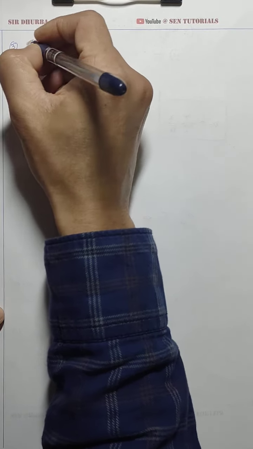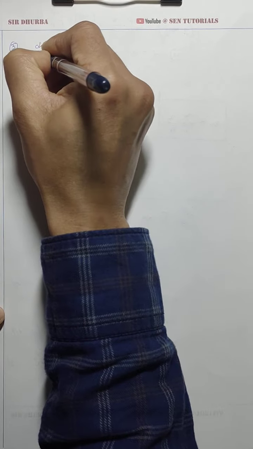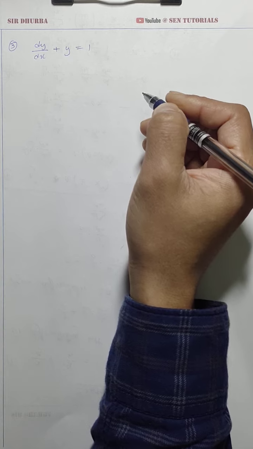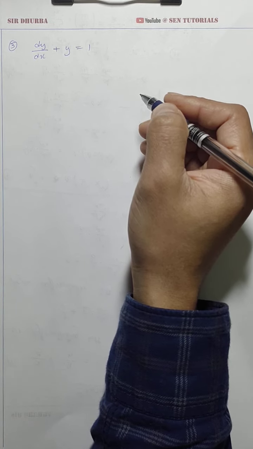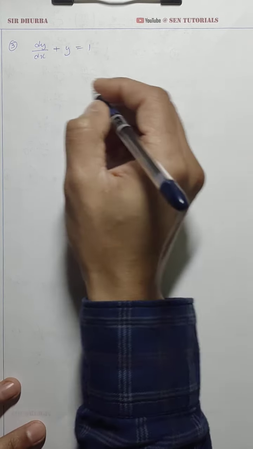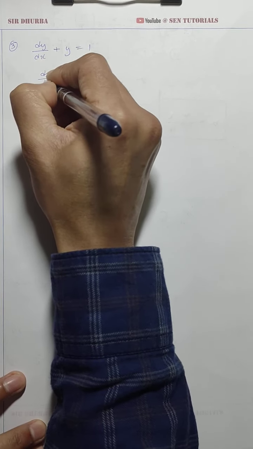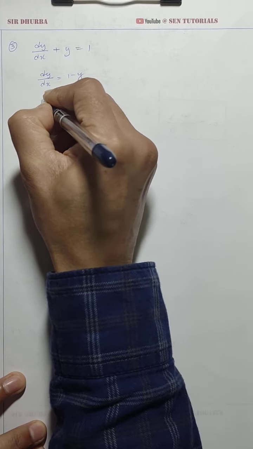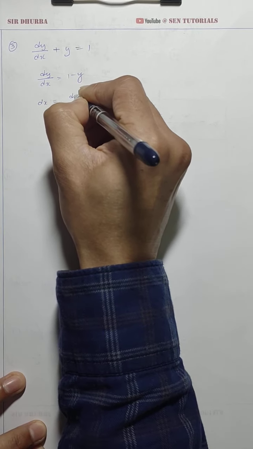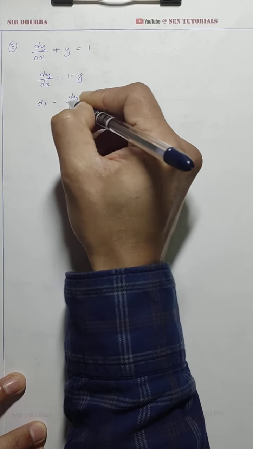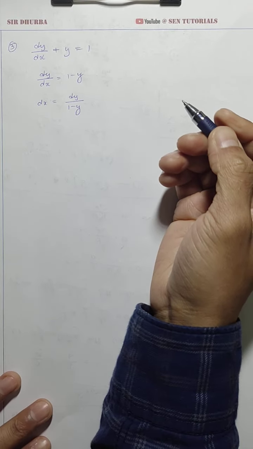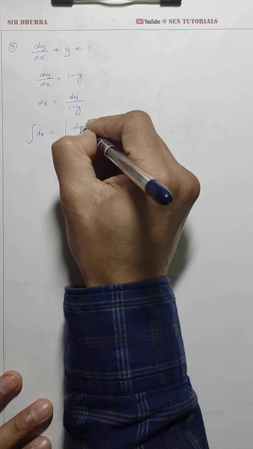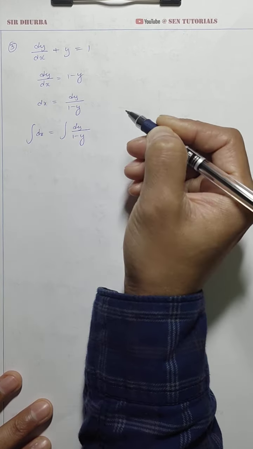Question number 3. What we have here is dy by dx plus y equal to 1. So let's simplify this. Separate this, 1 minus y. Then cross multiplying, dx will be equal to dy by 1 minus y. I hope that's clear, isn't it? Simplification, separating. Now integrating both sides, that is dx equal to integration of dy by 1 minus y.